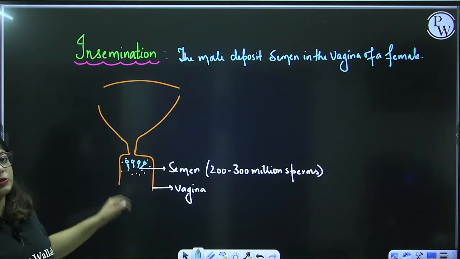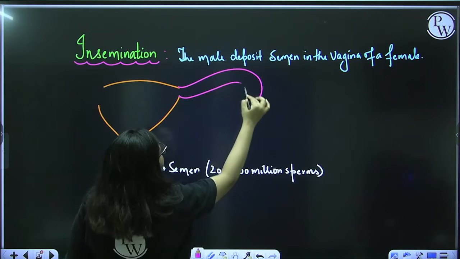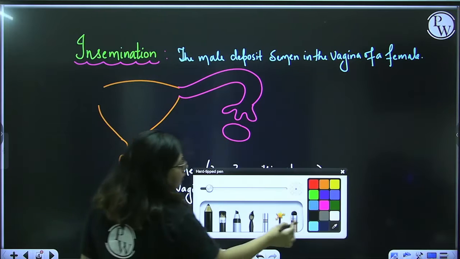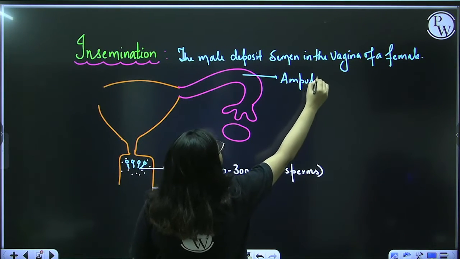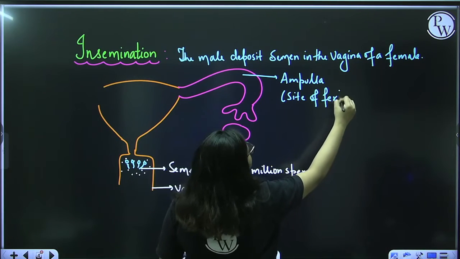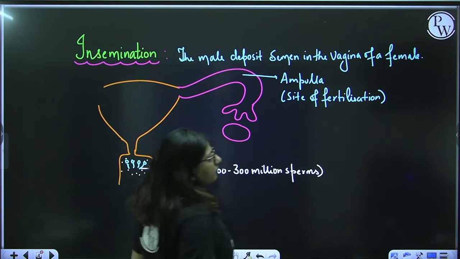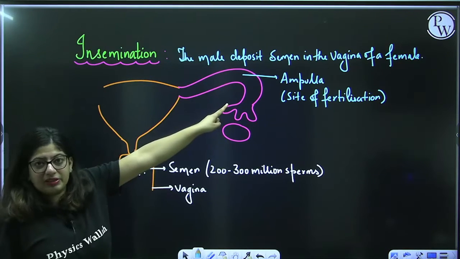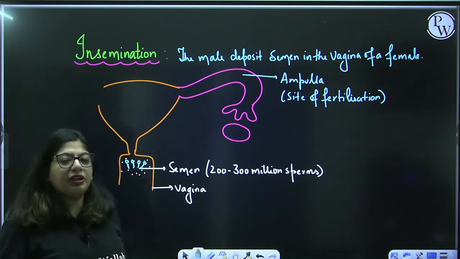Now, these sperms have to reach a place known as the fallopian tube. This is the fallopian tube, this is the ovary. So sperm have to reach this place known as the ampulla, because the ampulla is the site of fertilization, right? These sperm in the vagina have to reach this place. Okay, so now the sperm need to run, they need to run.